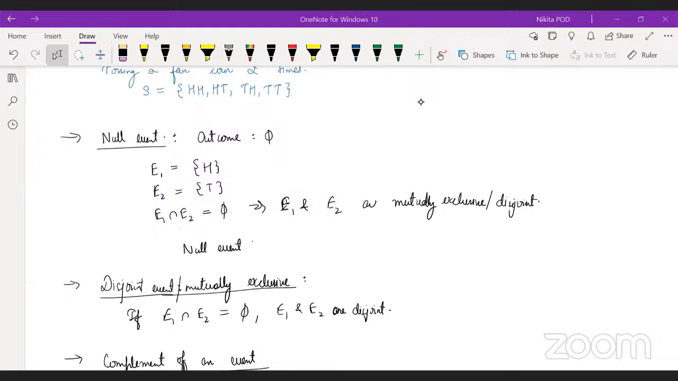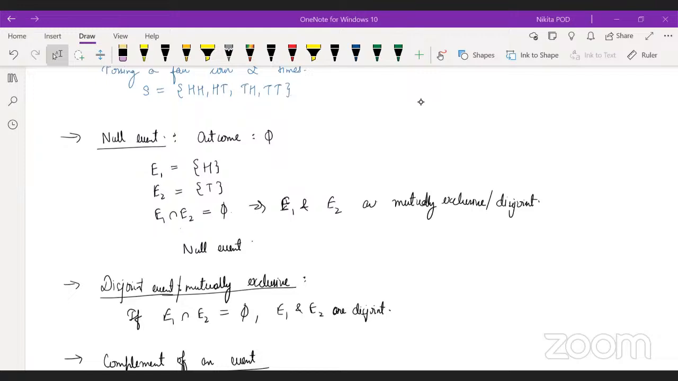Checking the fairness of a die or of a coin, you will study in detail in the stats 2 course when you come across the goodness of fit test or hypothesis testing. You'll see what sort of things we can do to check the fairness of a coin. You will study how these tests or inferential statistics work there. So let's keep this aside for now.